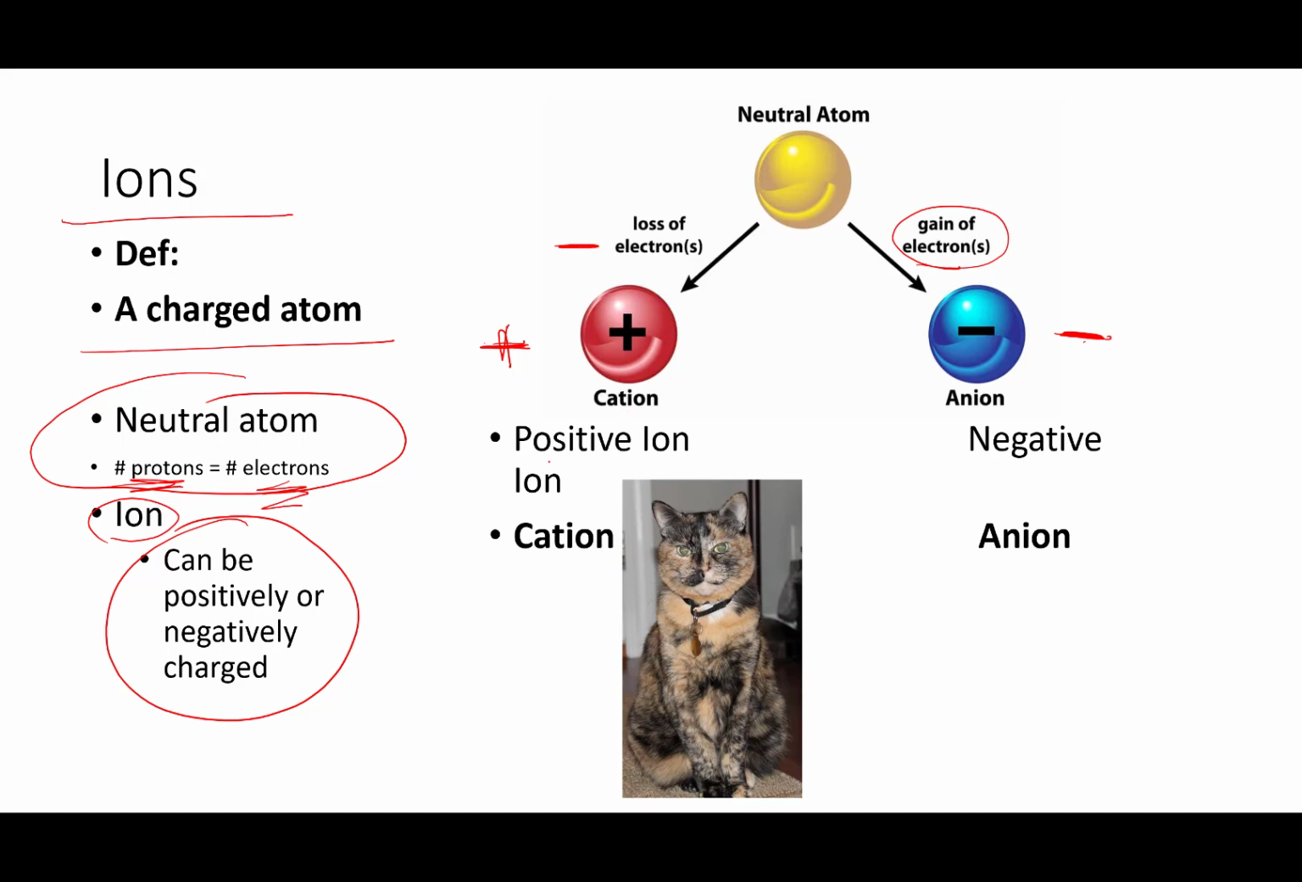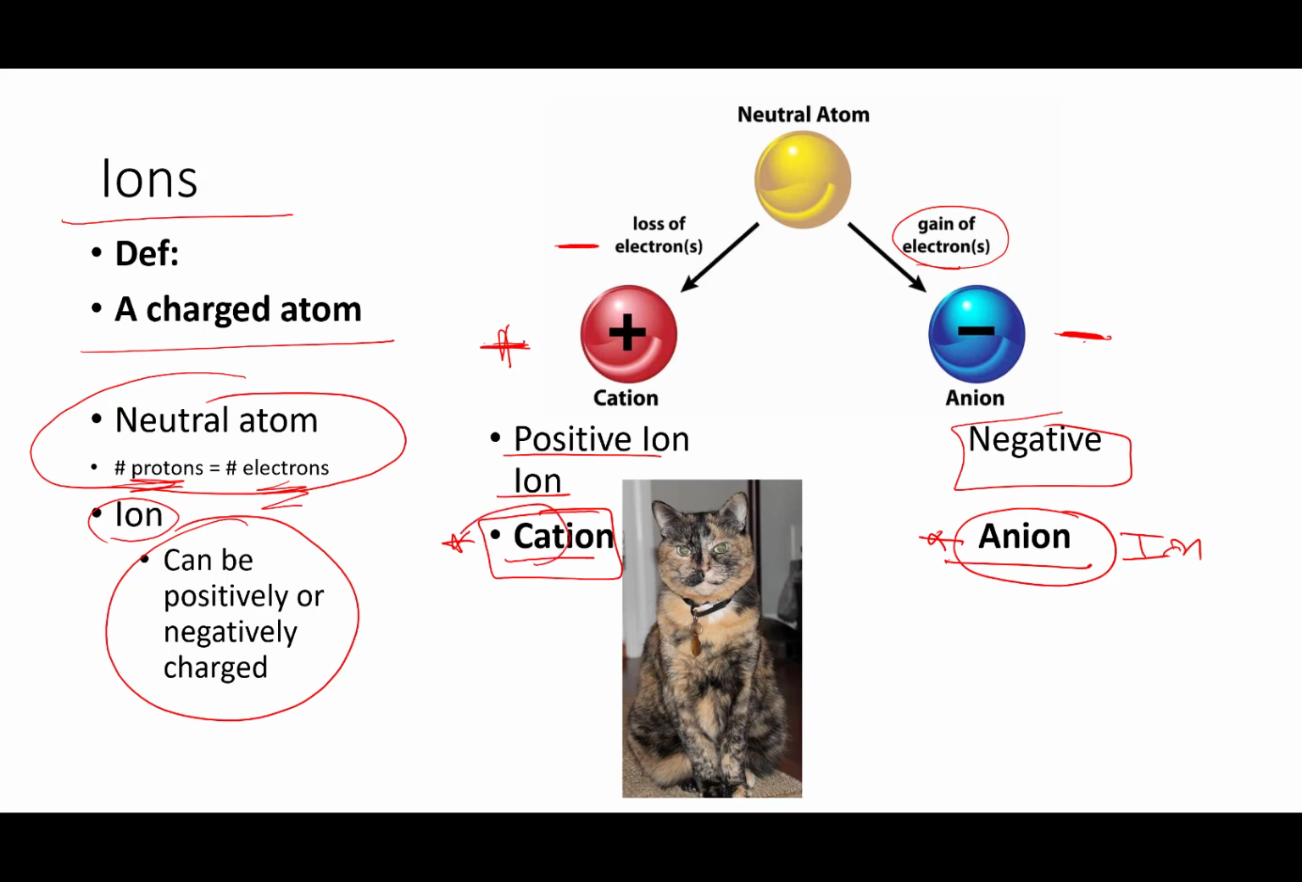If it is a positive ion, it can also be called a cation, and if it is a negative ion, it can be called an anion. Now, these two words, cation and anion, are vocabulary words that you are responsible for knowing. And for me, through the years, it was tricky keeping track of which one was positive and which one was negative. So this is how I remember them.